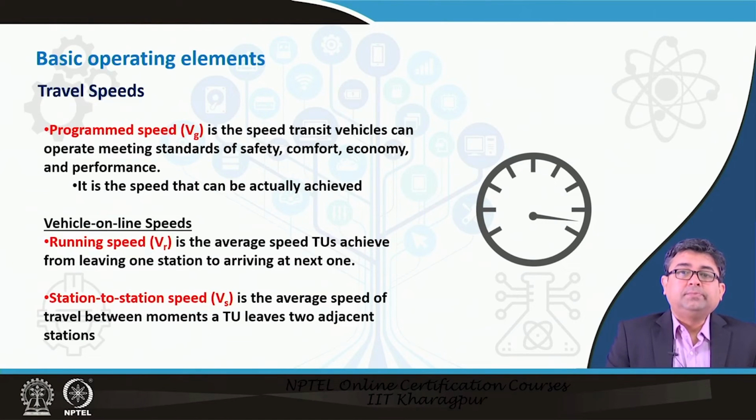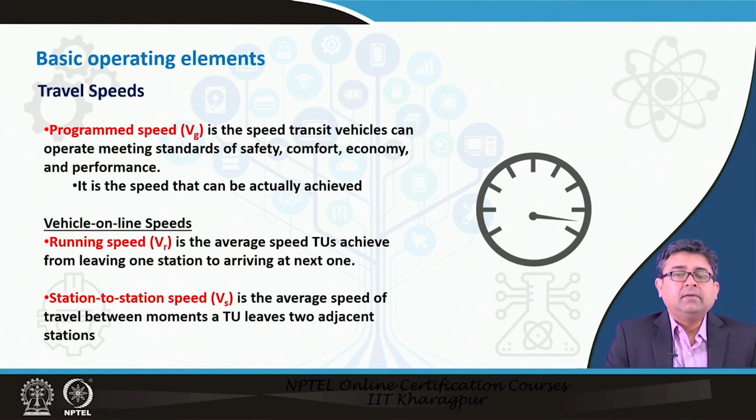Next is the programmed speed. Now, this is the speed that can be actually achieved. So, the programmed speed is the speed transit vehicles can operate at while meeting standards of safety, comfort, economy and performance. So, they are programmed to travel at that speed.